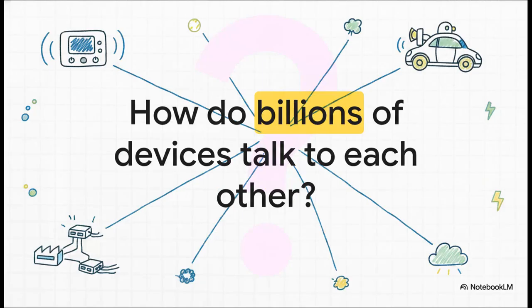Have you ever stopped to wonder how billions of devices like your smart thermostat, autonomous cars, or massive factory sensors, how they all manage to seamlessly exchange data at the exact same time without crashing the network? I mean, it certainly feels like magic, but it's actually just brilliant engineering. We are looking at billions of devices firing off messages constantly, and somehow everything knows exactly where to go.